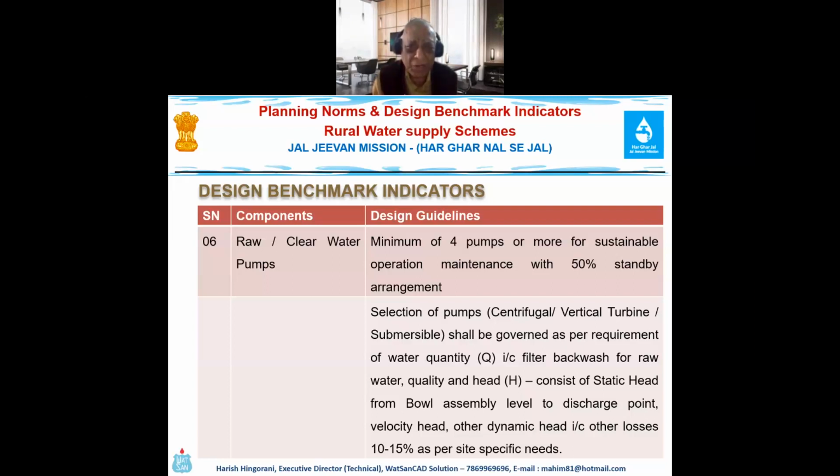Selection of pumps should be governed by the requirement of water quantity, including filter backwash for raw water. What we have seen is that clear water and raw water pump quantities are adopted the same. It is not practically the correct thing. For raw water, we have to consider the inclusion of backwash water to be provided in the filtration system. Then we need the exact static head and other heads to be considered for the design, and other losses of 10 to 15% on account of valves, fittings, etc., based on site-specific conditions.